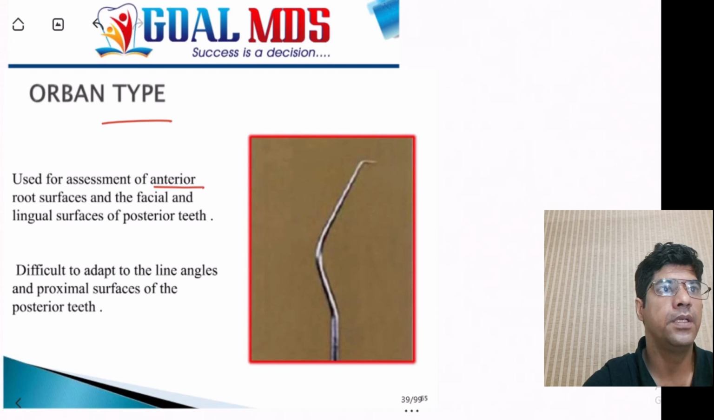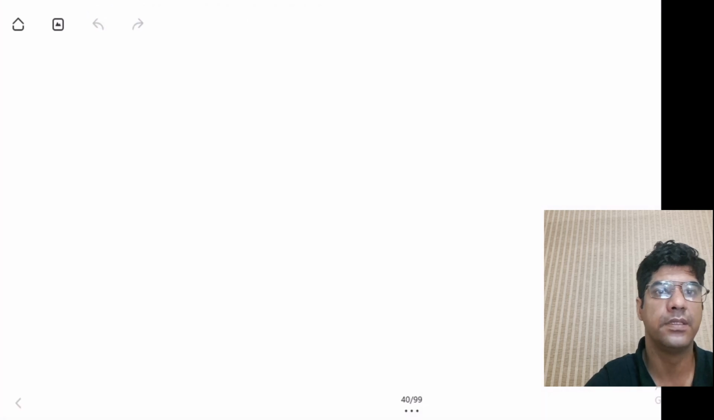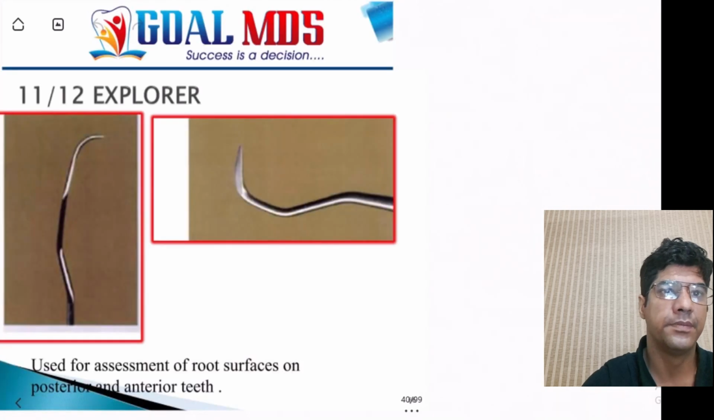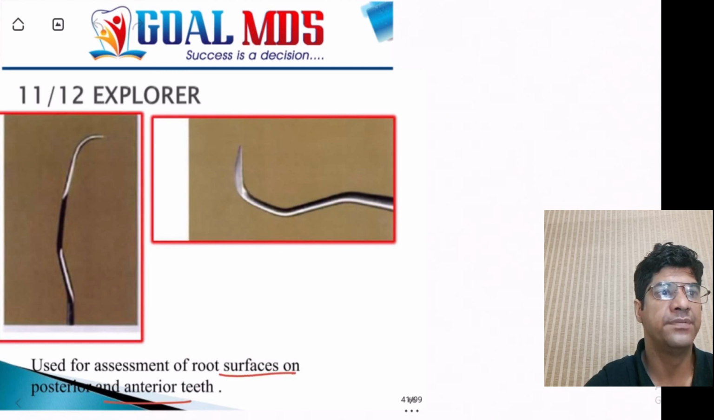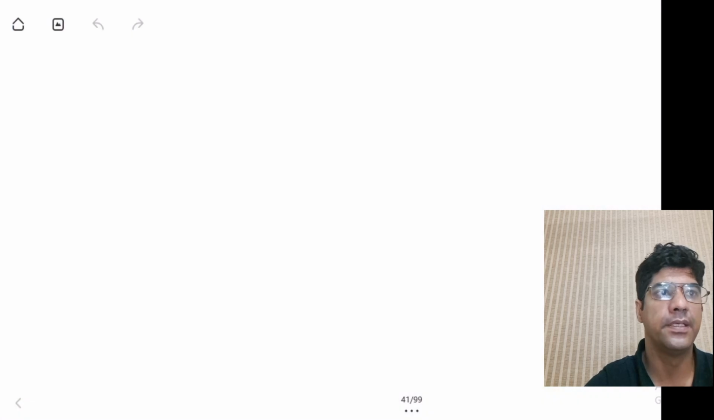Others are the Orban type, used for assessment of anterior root surfaces and facial and lingual surfaces of the posterior teeth. It is difficult to adapt to the line angles and proximal surfaces of the posterior teeth. The 11/12 Explorer is used for assessment of root surfaces on posterior and anterior teeth.